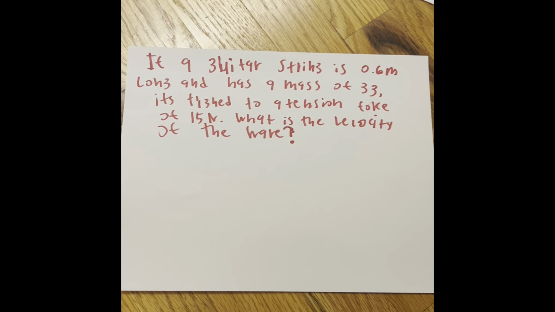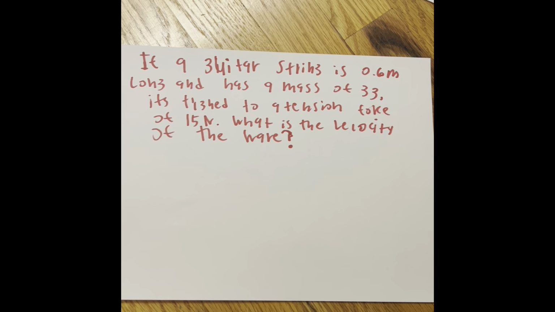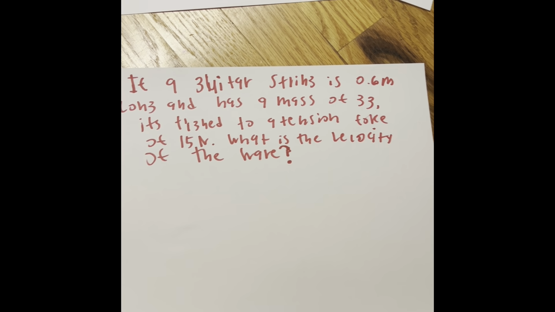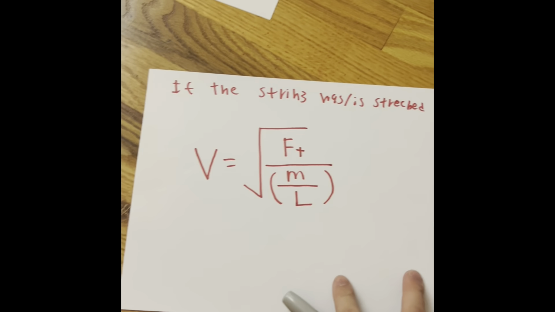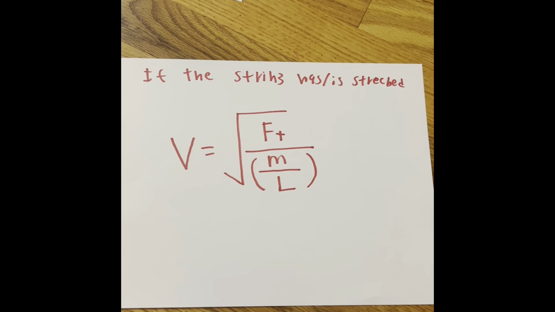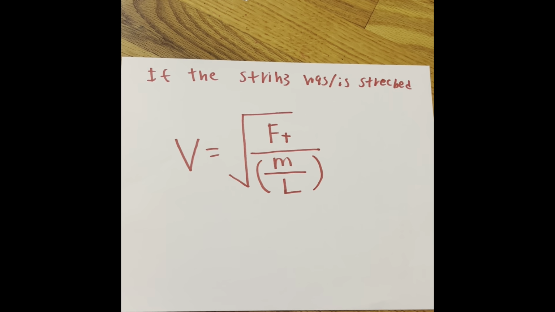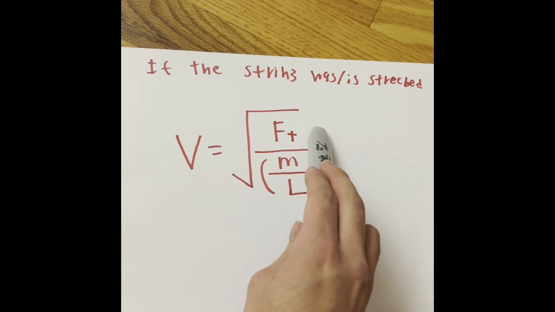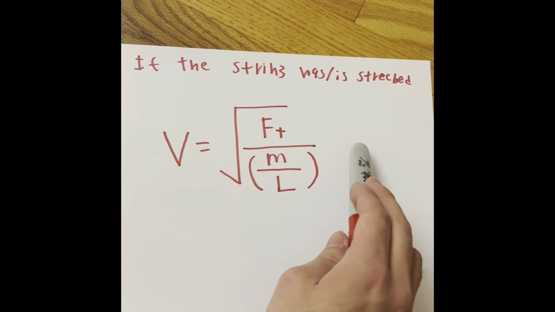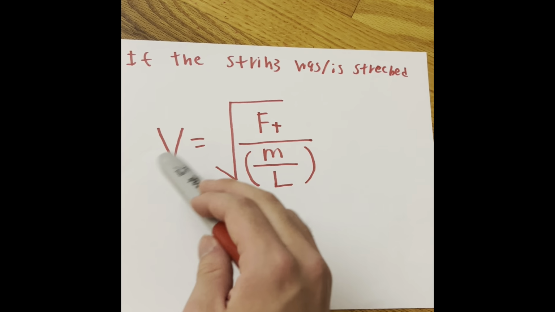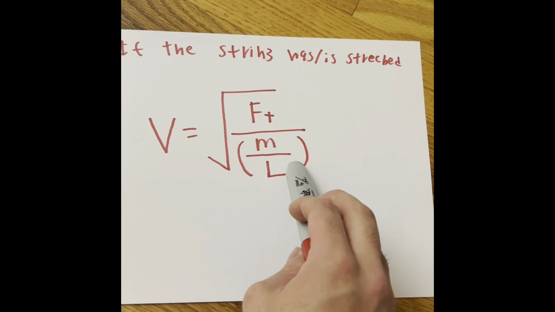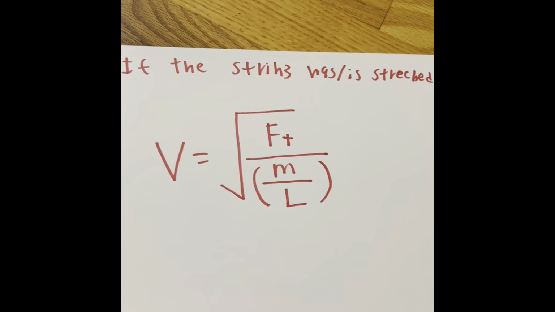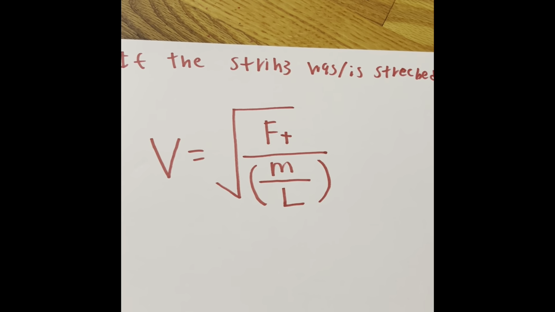There's another formula that we're going to look at. Since the guitar string is tightened at a tension force of 15 newtons, if the string is stretched, the velocity equals the tension force divided by the mass divided by the length of the string. But when you do all that, you have to square root all of the numbers to get your velocity.